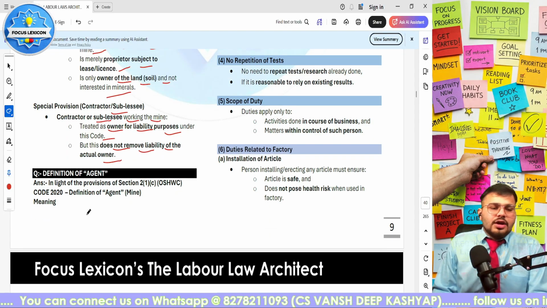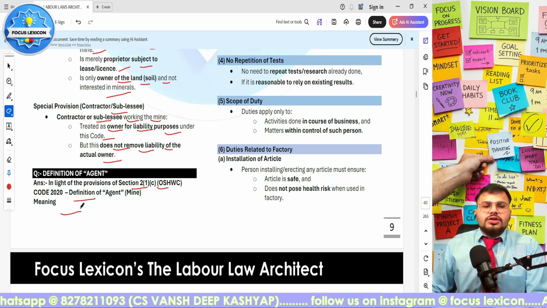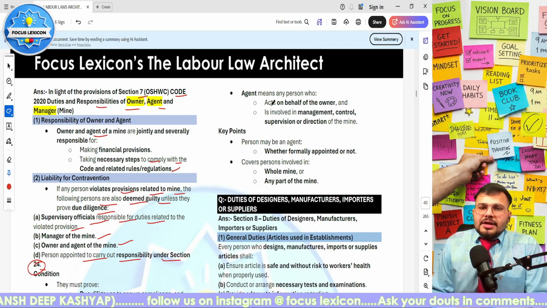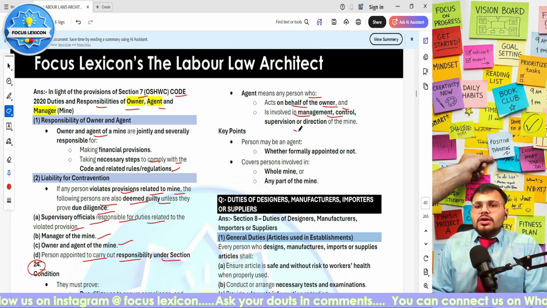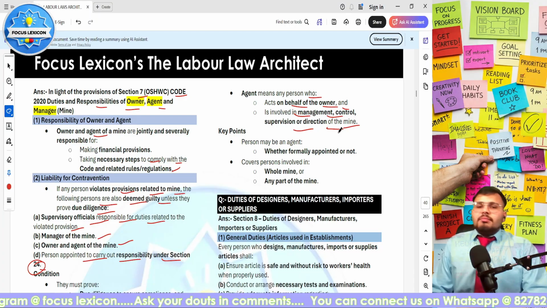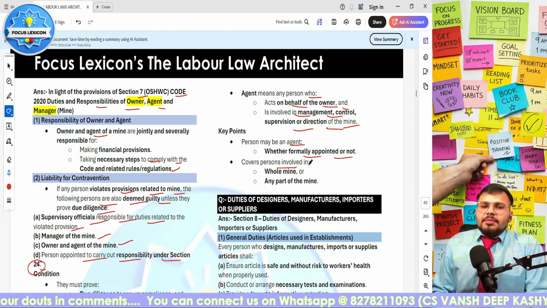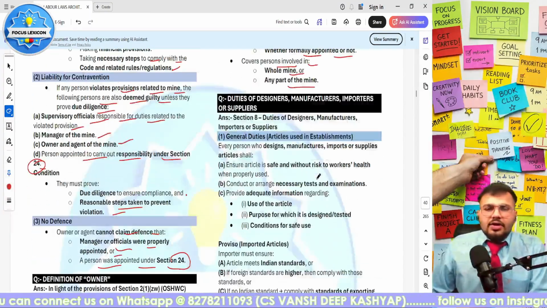Definition of agent. Now, who is an agent? In the light of provisions of section 21C of the OSHWC Code, agent means any person who acts on behalf of the owner and is involved in management, control, and supervision or direction of the mine. A person may be an agent, whether formally appointed or not. It covers the person who is involved in the whole mine or any part of the mine. That is covered under your agent.